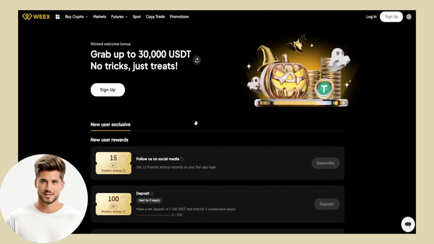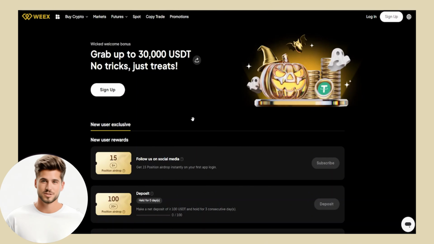So we are here at WEEX. This is the promotions tab, which you can see is on the top. So when you click on it, this is what you will see. And these are the exclusive new user rewards. So if you are not registered on WEEX and you do register, you will be able to benefit from all of these. And they're pretty straightforward.